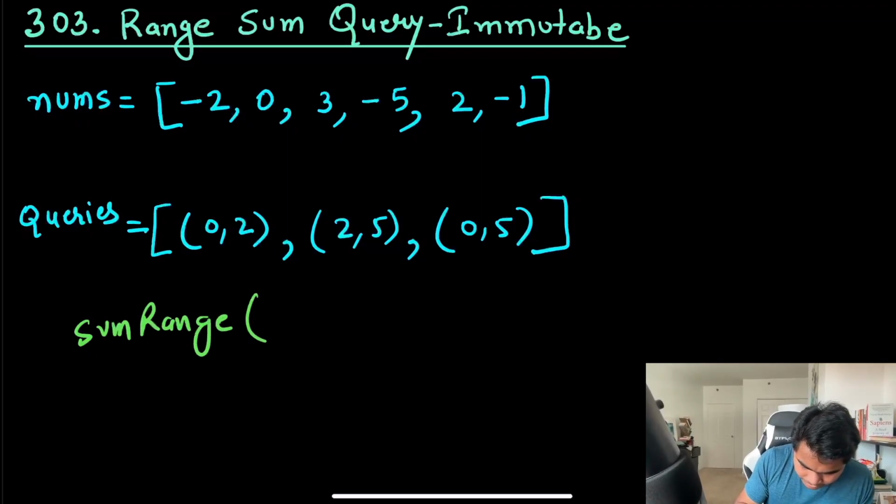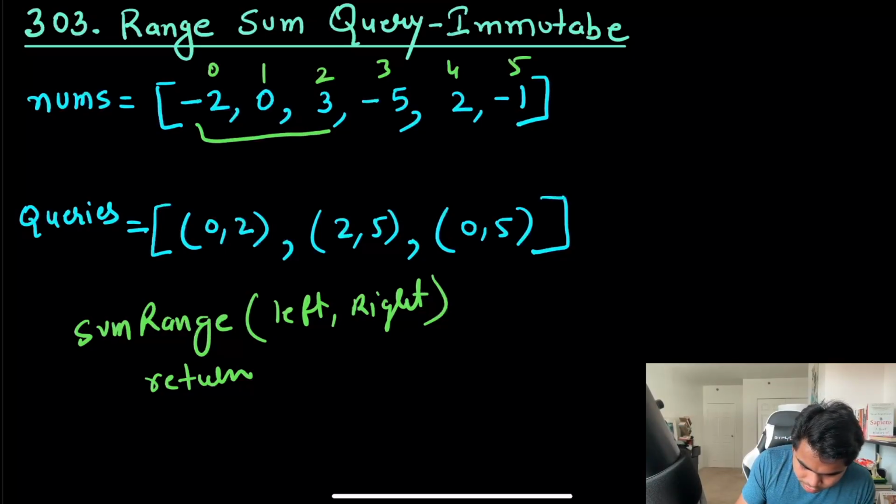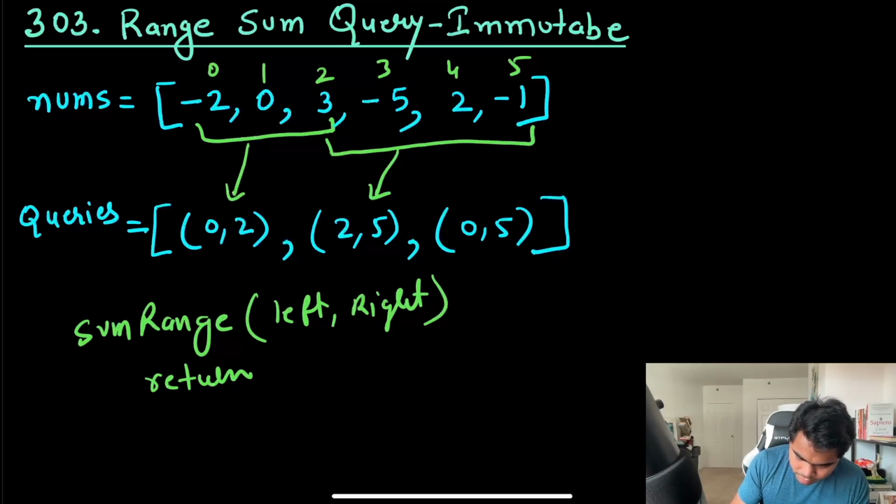This sumRange will take left and right indexes, and it will return the sum of this range, for example from 0 to 2, inclusive. So for this query, it's asking from 0. If I mark the indexes here, 0, 1, 2, 3, 4, and 5, it's saying give me the sum from 0 to the second index. So this right here is what it's asking. For 2 to 5, this is what it's asking. And for 0 to 5, it's asking for everything right here.